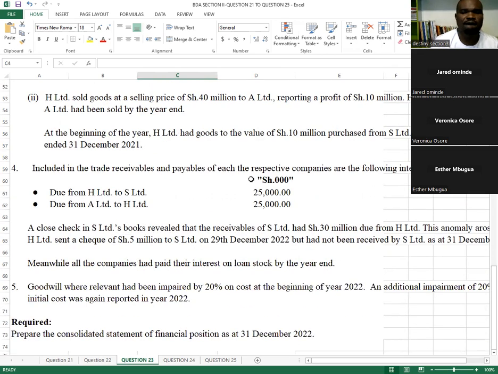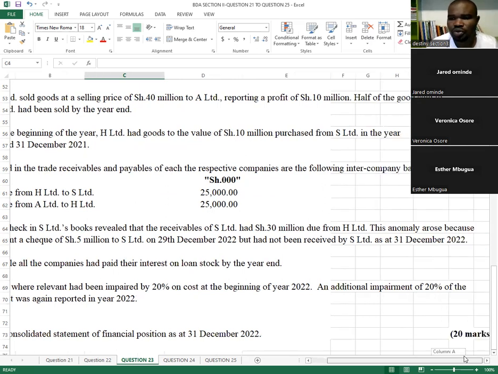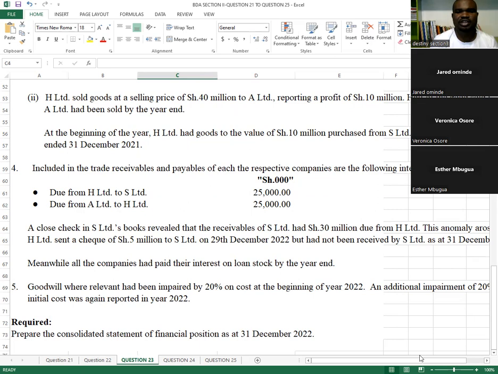Included in the trade receivables and payables of the respective companies are intercompany balances: due from H to S, and due from A to H. A close check in S Limited's books revealed that the receivables of S had shillings 30 million due from H. This anomaly arose because H Limited had sent a cheque of 5 million to S, but it had not been received by S.